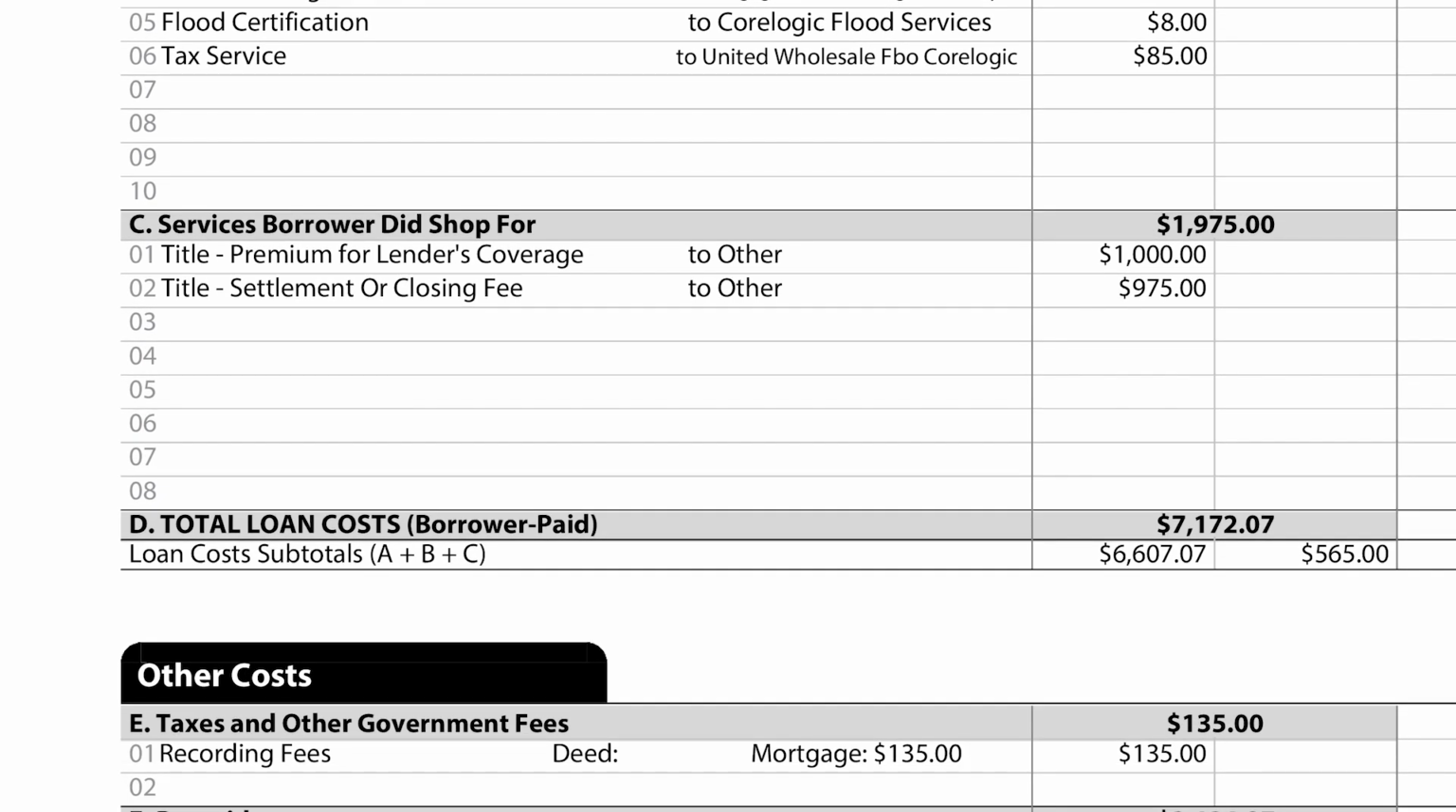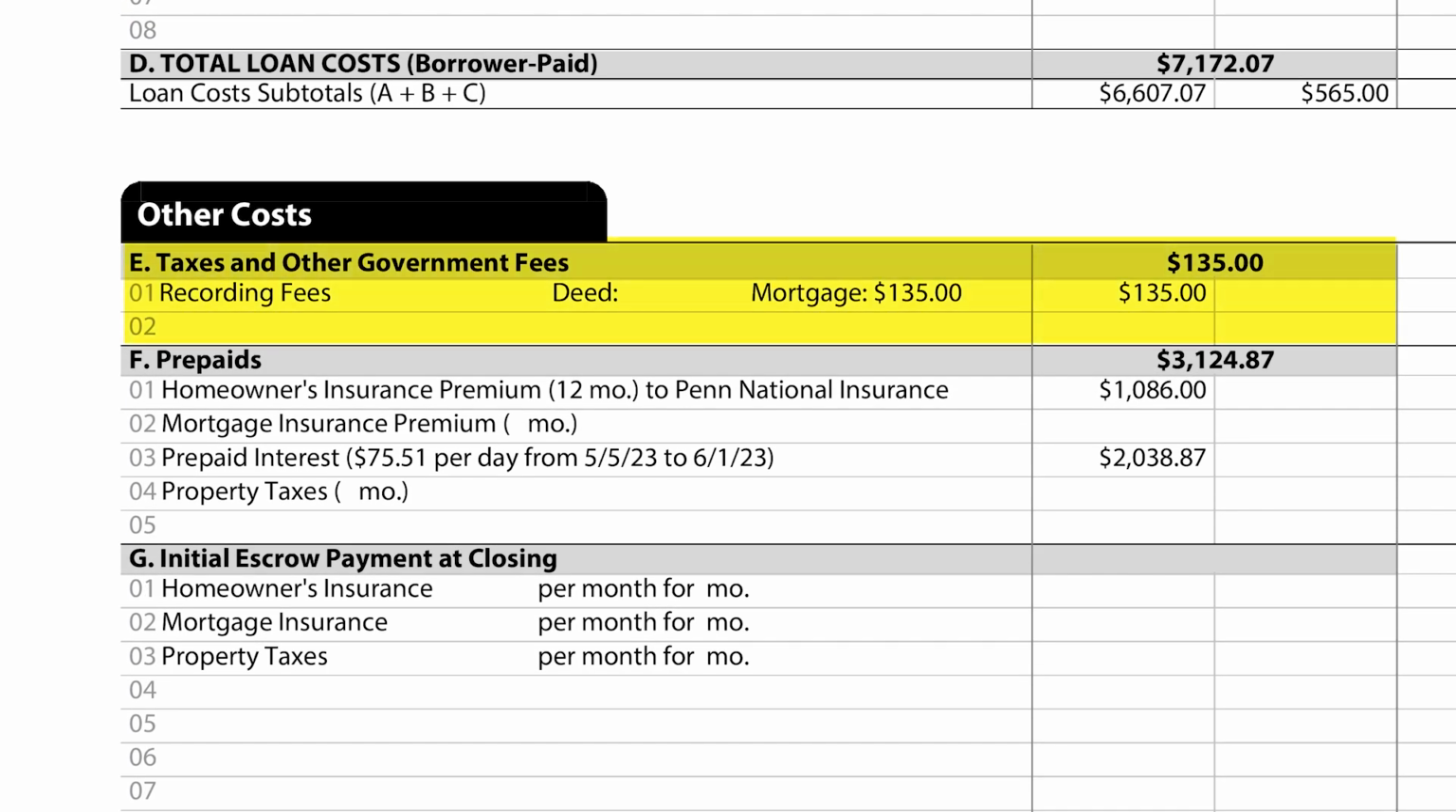Section C outlines third-party fees such as the attorney and the title insurance. In this case, the title insurance is $1,000, and the attorney's fee is $975. Often it will be listed as a settlement or a closing fee, but it's the same thing as the attorney fee, as we are an attorney-closed state. $975 is the fee there. Section E outlines the recording fees of $135.